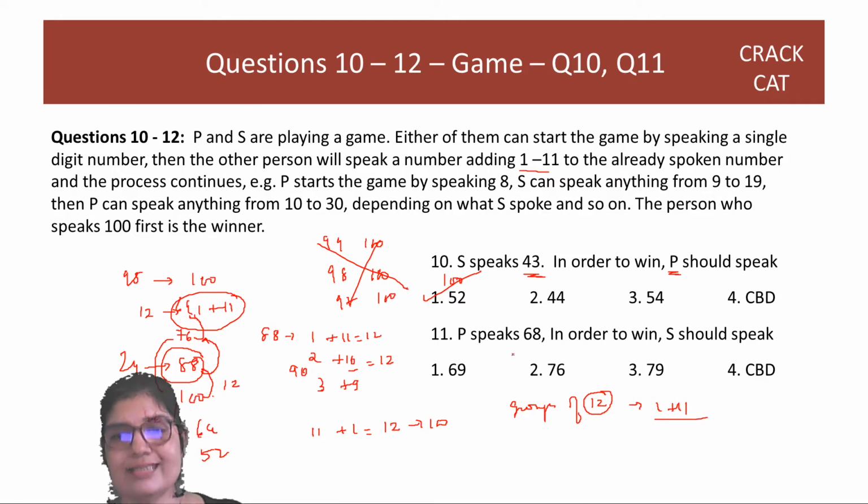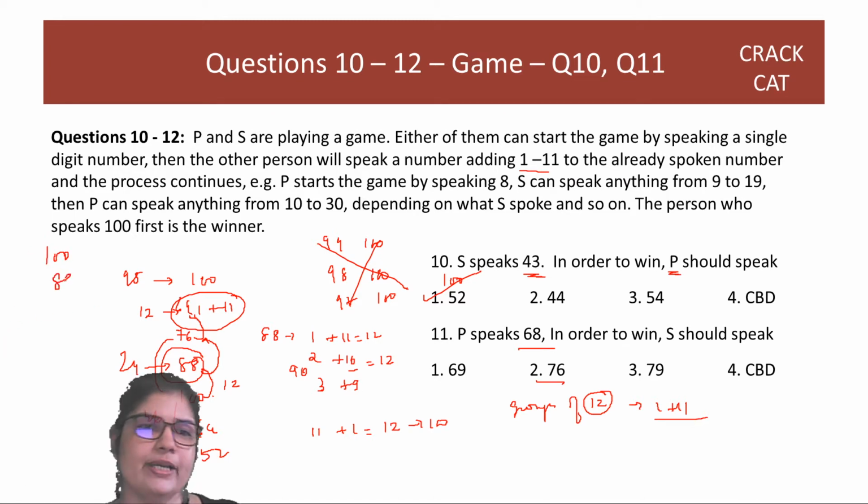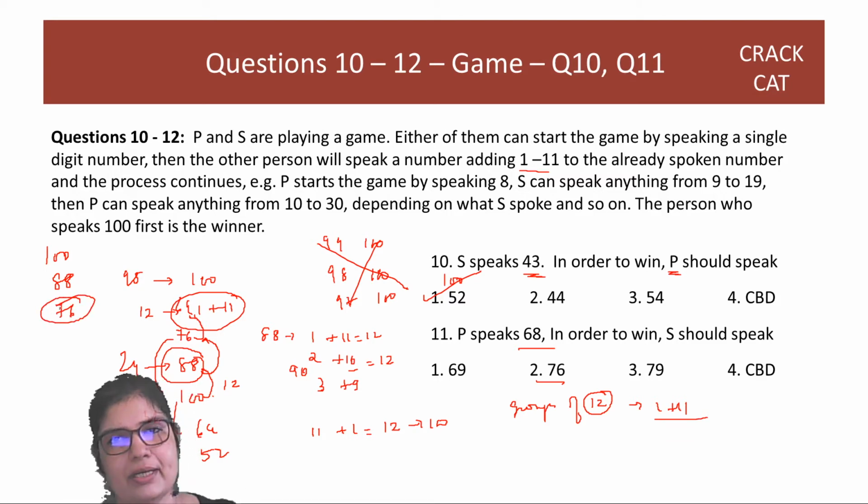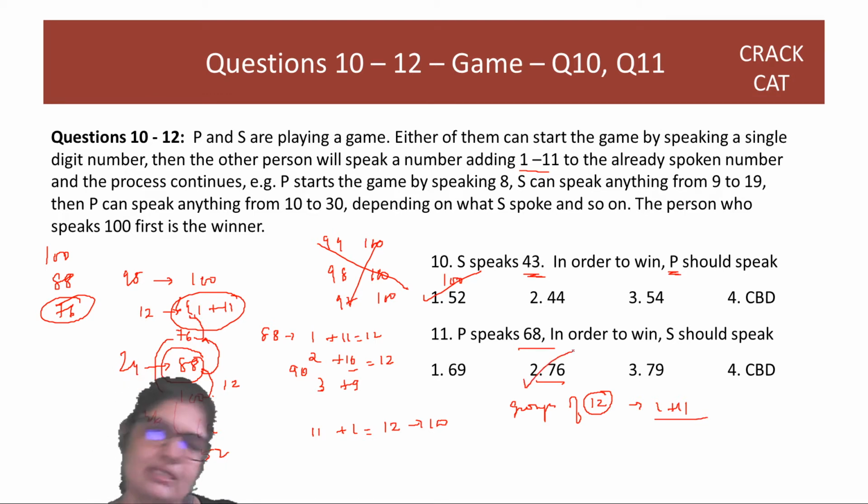P speaks 68. In order to win, what should S speak? S should speak 76. We know that to win, you need to speak 100, but to speak 100, you need to speak 88 before that, and before that 76. So 76 is the winning number, right? So S should speak 76.